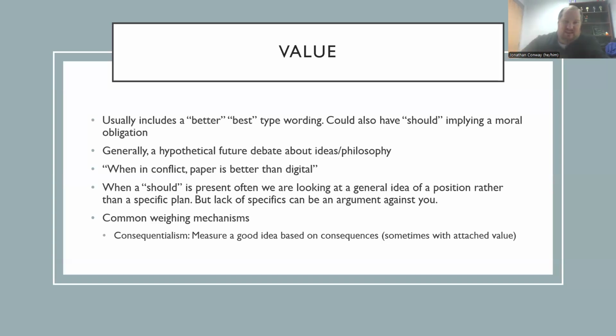So here's another example of that sort of topic. When in conflict, paper is better than digital. That would be a value debate. Someone would read that as a fact round because it says is and is a yes no question. I would see that. But generally, when you're comparing, you're still looking at the future. So the moment you start looking at the future, it's no longer a fact, it's a theoretical idea, and it's a comparison of ideas and philosophies, which is when this becomes a value round. When a should is present, it's often looking at a general idea of a position rather than a specific plan in a value round. But lack of specifics can be an argument against you, so be aware of that.